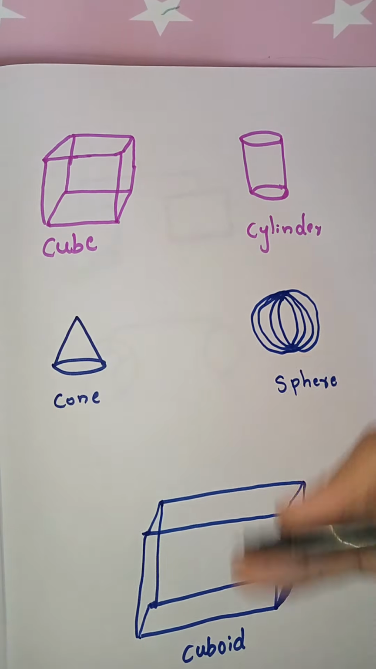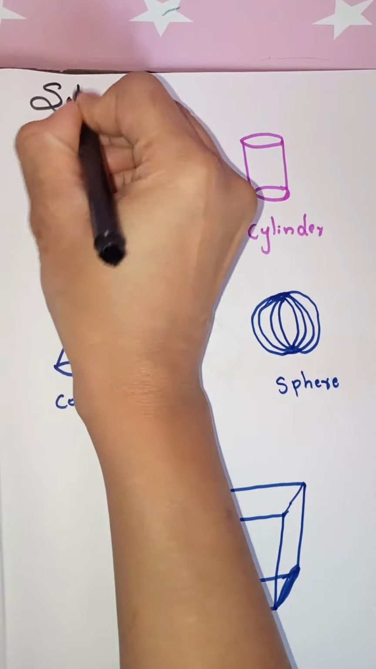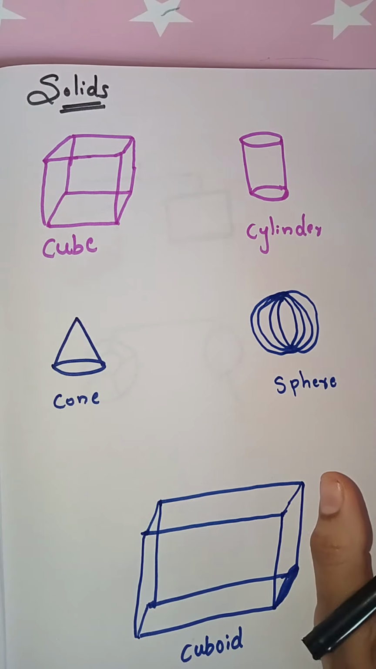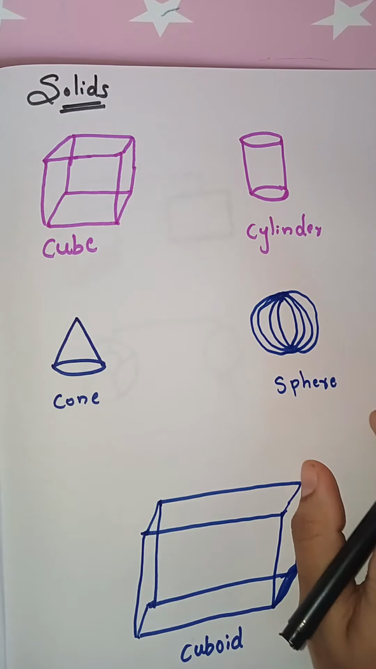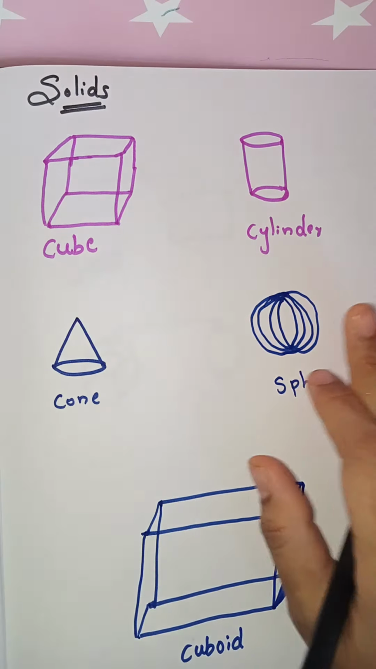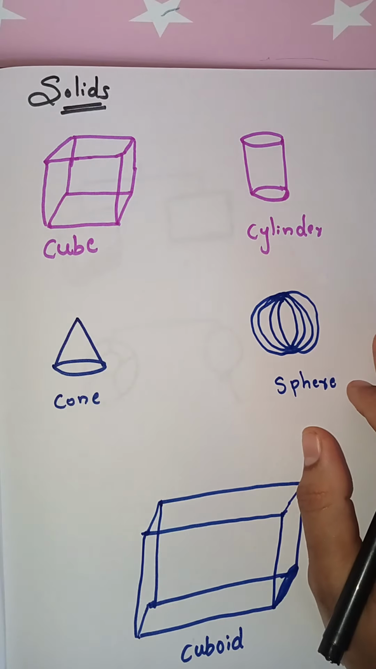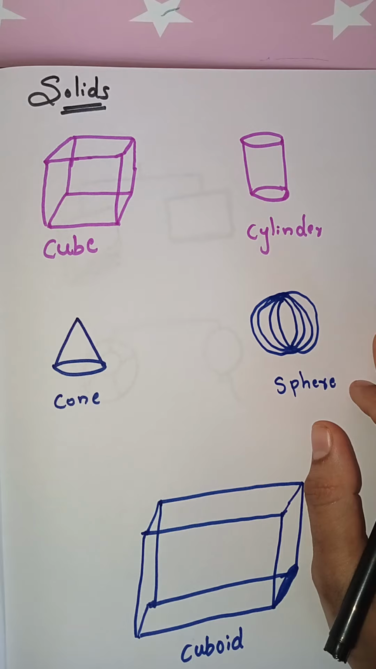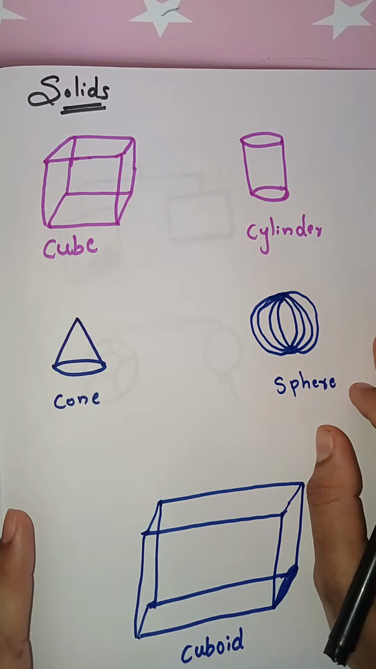So these are some examples of solids. Let us discuss solids clearly. A shape that can be drawn on a plane surface is called a plane shape. Plane surface means a sheet of paper. But can you draw a football on a plane sheet? No, right? You cannot draw.